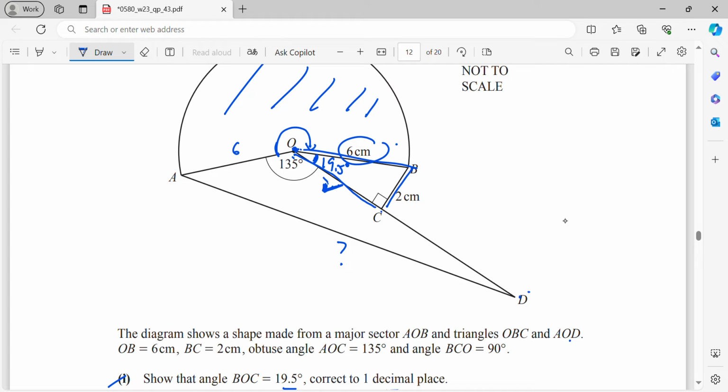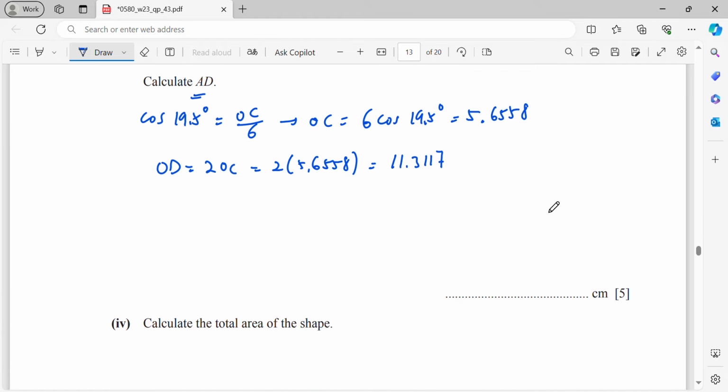Now you are given 6 and this angle. To find the length of the opposite side, it is just the cosine rule. So I will write the cosine rule.